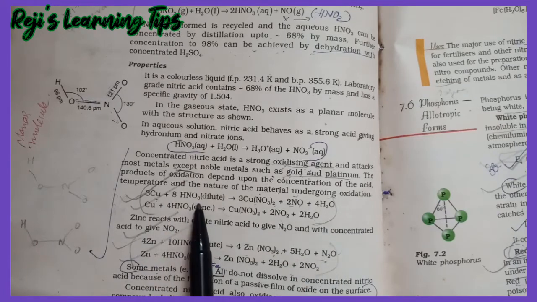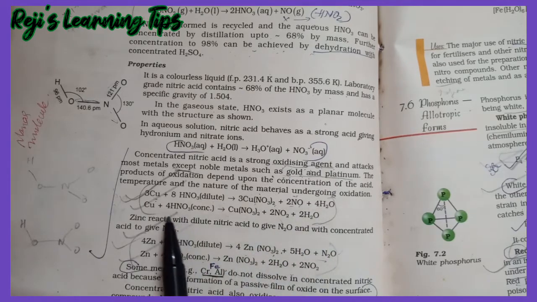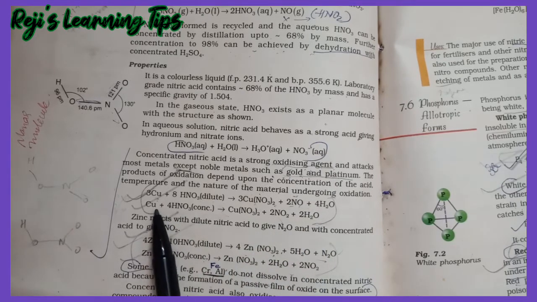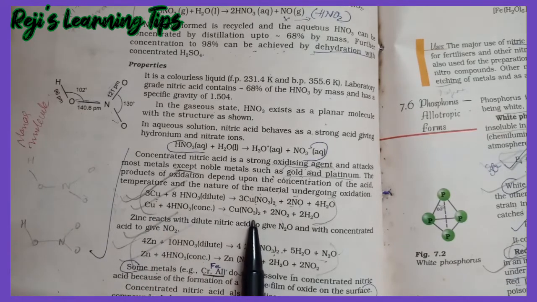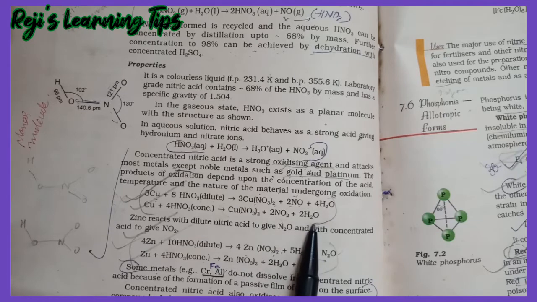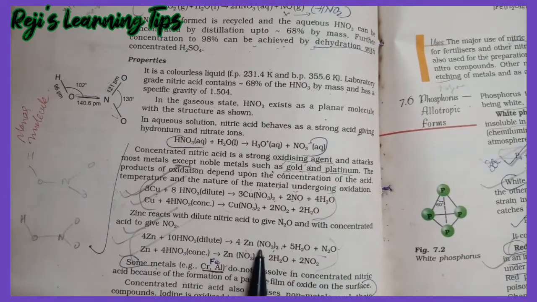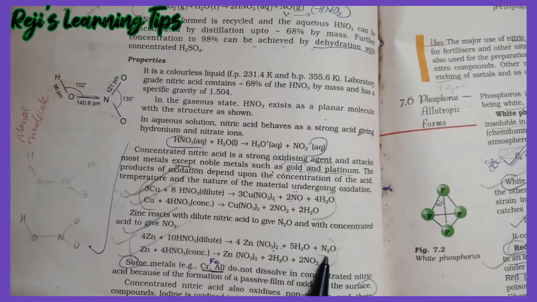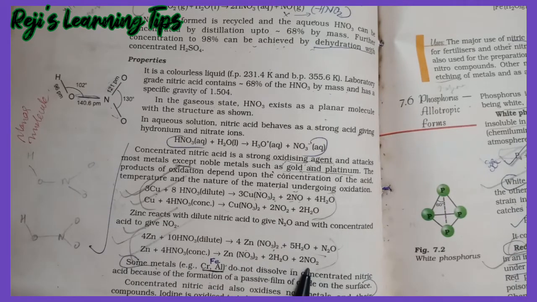Copper reacts with dilute nitric acid, and we get copper nitrate, nitric oxide and water. This is very important, so you should study clearly. Copper reacts with concentrated nitric acid, and we get copper nitrate plus nitrogen dioxide and water. Zinc reacts with dilute nitric acid, and we get zinc nitrate plus water plus nitrous oxide. Zinc reacts with concentrated nitric acid, and we get zinc nitrate plus water plus nitrogen dioxide.